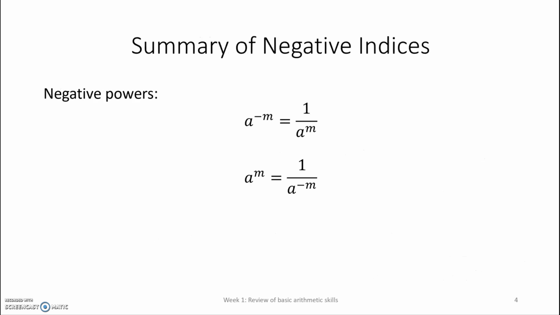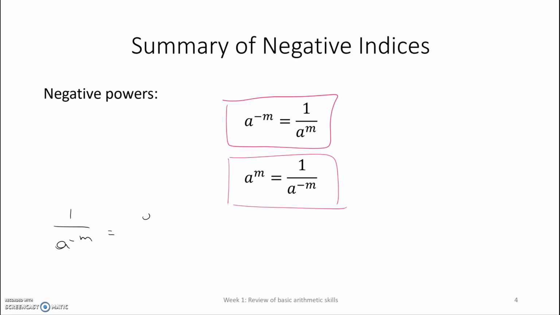Okay, just a summary then. Now this last one, the second one here, just think about that one, because sometimes the rearranged version is useful. Let's look at it. So it's 1 over a to the negative m. We could have written the top line as a to the 0. So that's a to the 0 minus negative m, which is a to the power of 0 plus m, which is a to the power of m.